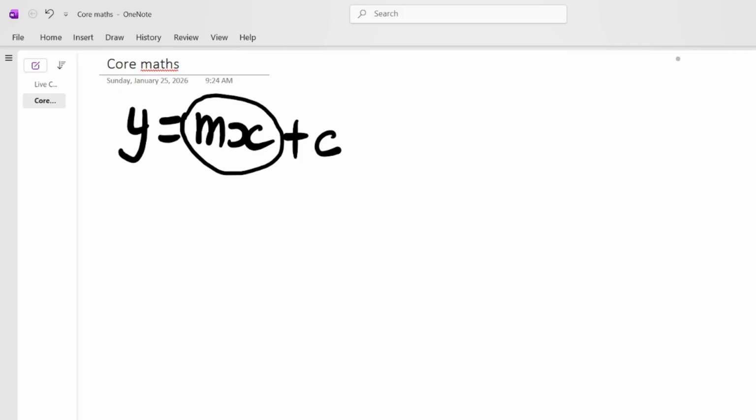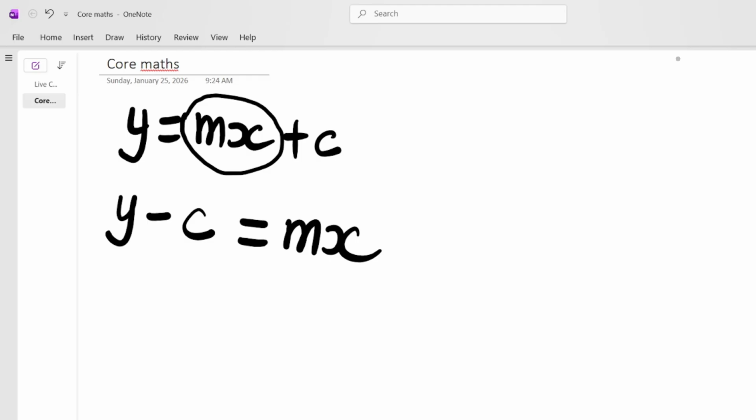So what happens is that we need to move the rest of the items to the other side of the equation, to the point where we have m on the one side. So in this case, I'm going to move positive c to the other side. So y is already here, minus c will come, equals mx. You can see I kept mx, right? Because what I'm looking for is making m the subject.